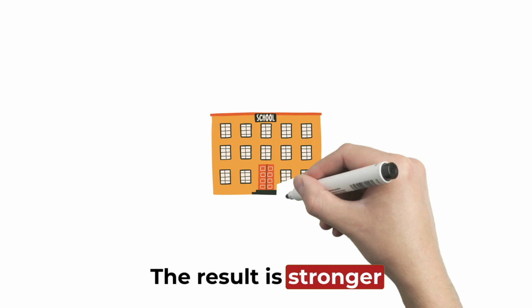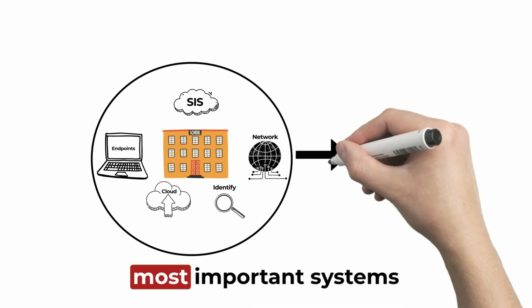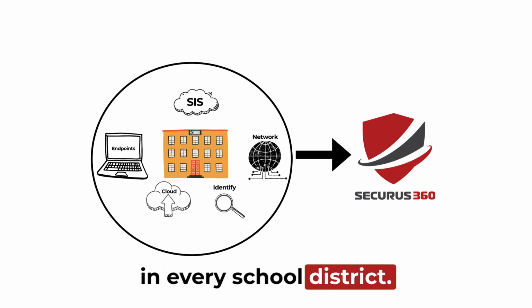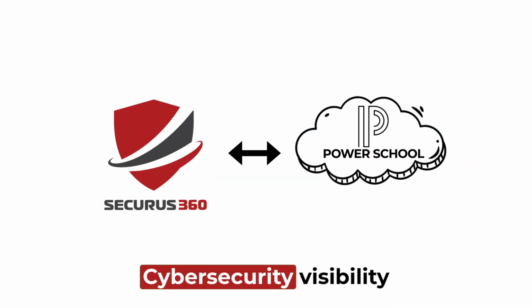The result is stronger visibility, better context, and greater confidence in protecting one of the most important systems in every school district. PowerSchool plus Securus360. Cybersecurity visibility built for K-12.